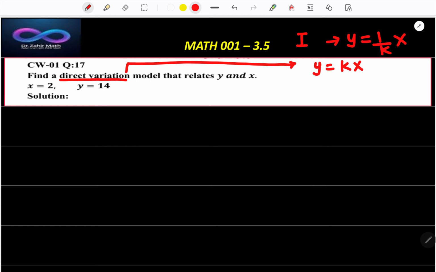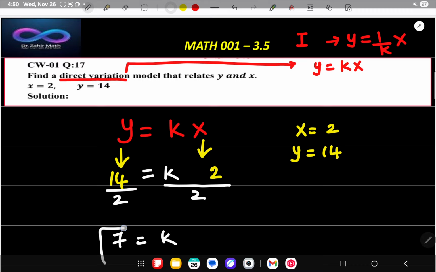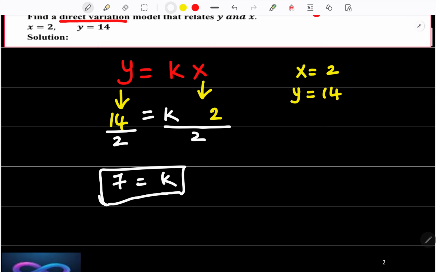So y is equal to kx is given. And what is the value of x and y? X is equal to 2 and y is equal to 14. So put y is equal to 14 and x is equal to 2. This is equal to k times 2. I want to find the value of k, so I divide by 2 on both sides. So k is equal to 7. Clear? K is equal to 7.